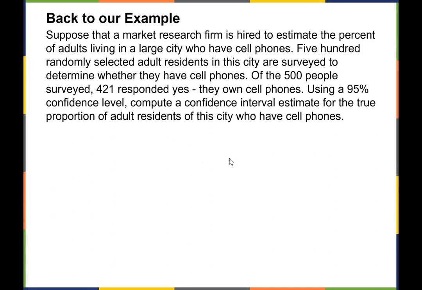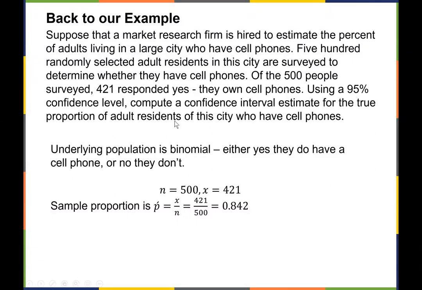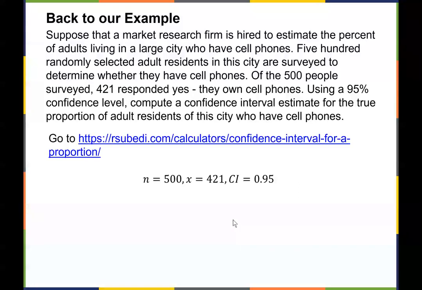So let's go back to our example. This population is binomial. Either yes, they have a cell phone or they don't. In this example, our n is 500 people, and our number of successes is 421. So the sample proportion p hat is going to be 421 over 500, which is 0.842. To figure this out, we're going to use another online calculator. Remember, n is 500, the number of successes is 421, and the confidence level is 95%.